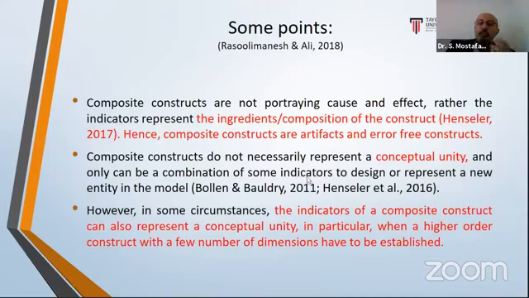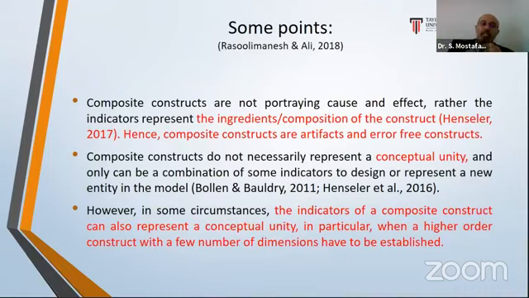And most of the time for a composite construct, we don't have conceptual unity. But actually, in some studies, when we are working with a second order construct, for example, when we want to measure perceived value, we have 3 dimensions: functional value, social value, and emotional value. So these 3 dimensions measure perceived value.